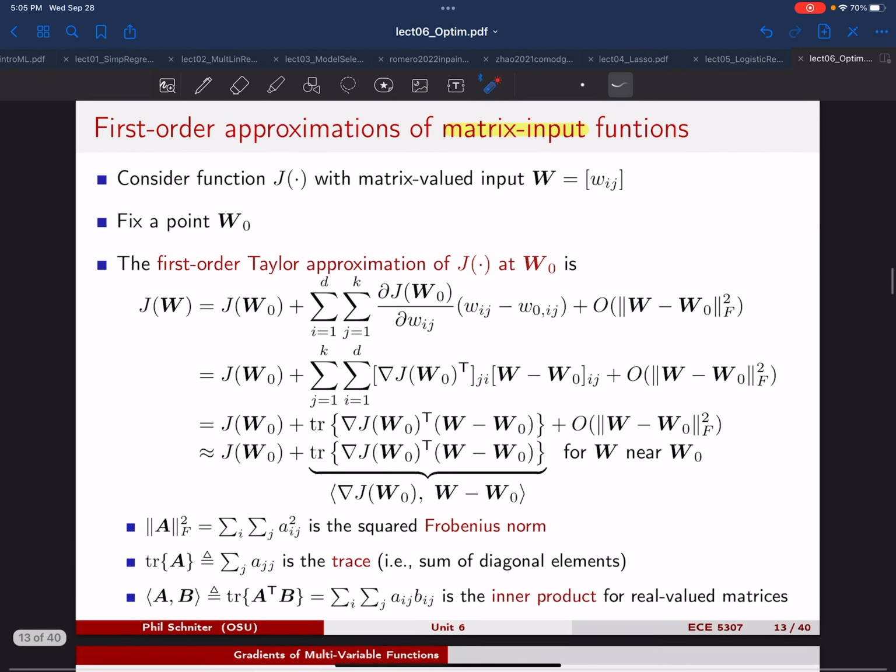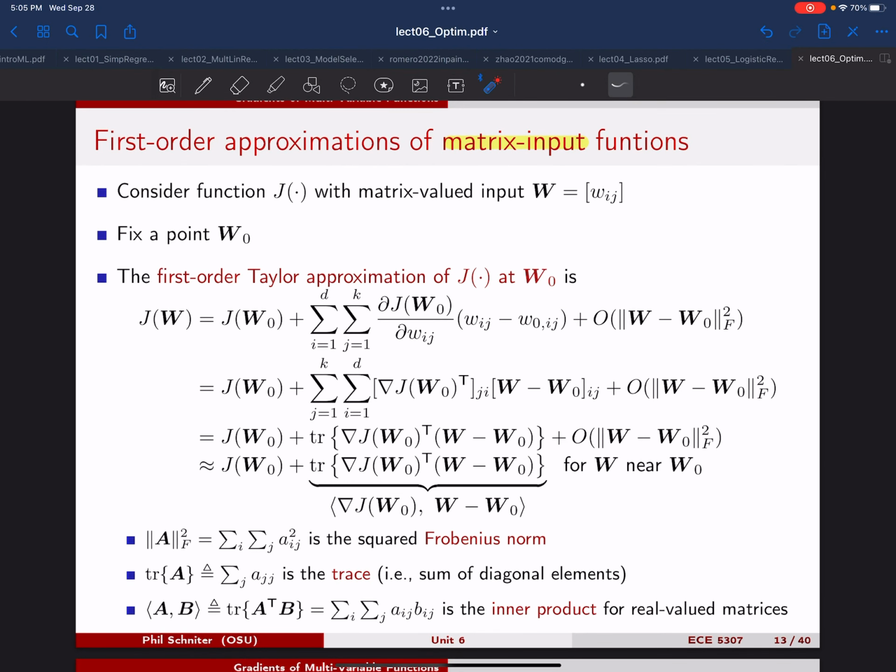Okay, so let's see. We're back to the matrix input case. In this case, it's just like the vector case, but we have a double sum, and we have to consider all the different entries in the matrix. So that's what we have for the gradients. And this part, if you remember the Frobenius norm, this is just a double sum. The Frobenius norm squared is a double sum over the entries squared. So that is, again, just a direct extension of the vector case as well.